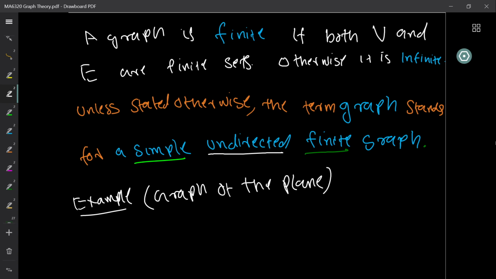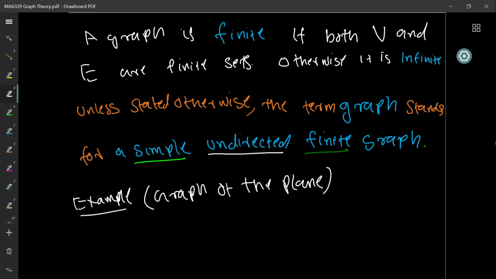Now, a graph is called finite if both the vertex set and the edge set are finite sets. Otherwise, if one of them is not finite, then we say the graph is infinite. Unless we state otherwise, whenever I say the term graph in the remaining part of the course, it means the graph that we are considering is a simple graph, an undirected graph, and a finite graph. Simple, undirected, finite.